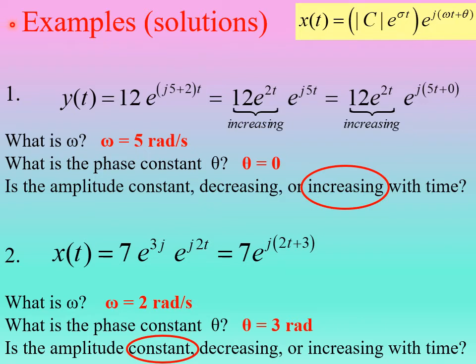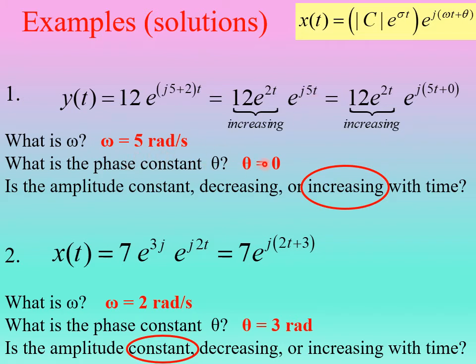So here are our solutions to the examples. For the first one, what is omega? Well, the trick to doing these, so you'll be less likely to make an error, is to take our original signal here and factor in the t. So we have 12 times e to the 2t times e to the j 5t. Now one thing we can do here is immediately see that the 5 is multiplying the t, so that gives us our omega.